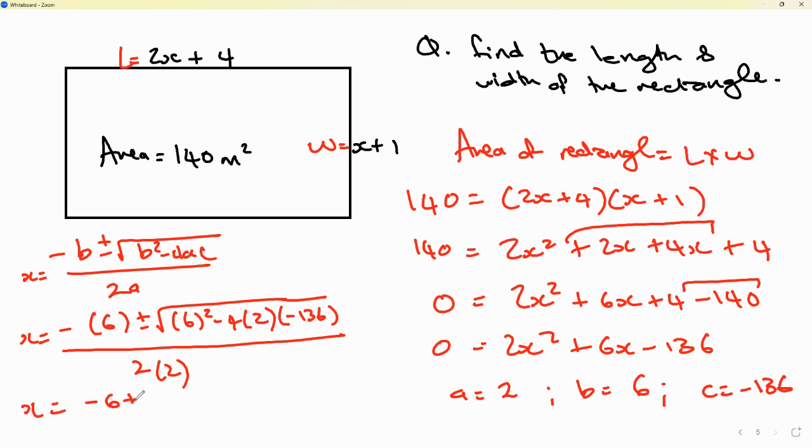That's negative 6 plus or minus the square root of 36, and we can put this all on a calculator. So negative 4 times 2 will get you negative 8, and negative 8 multiplied by negative 136 is actually positive 1088, over 4, which would get me two values for x. So I'm just going to put all of this into a calculator and jump straight to the solution. I'm going to end up typing negative 6 plus the square root of 36 plus 1088, divided by 4, which comes to 6.88.